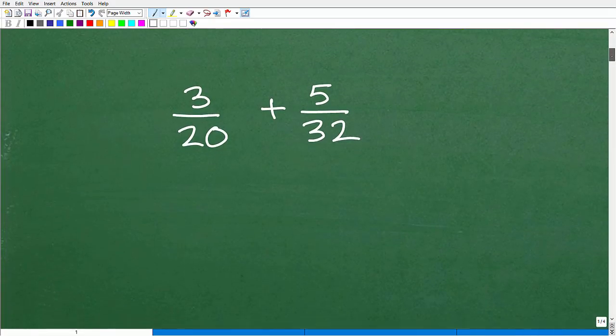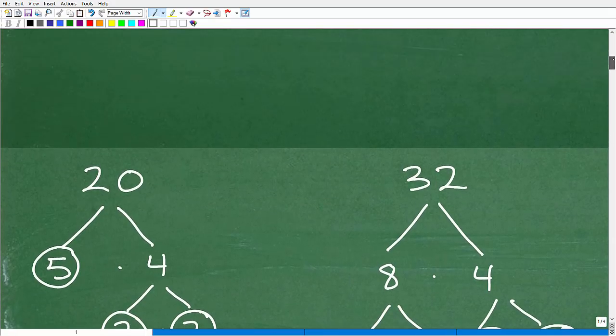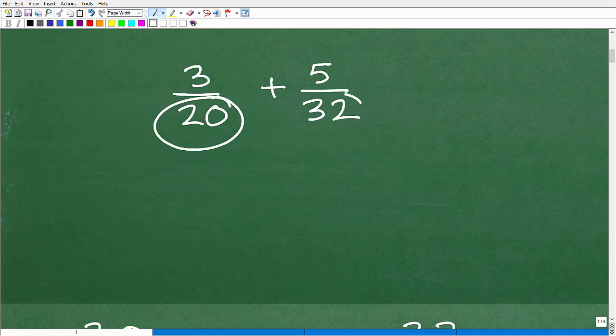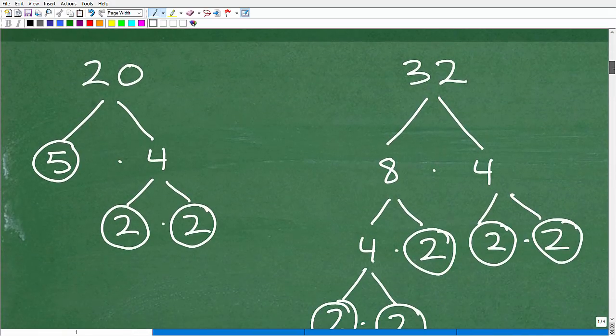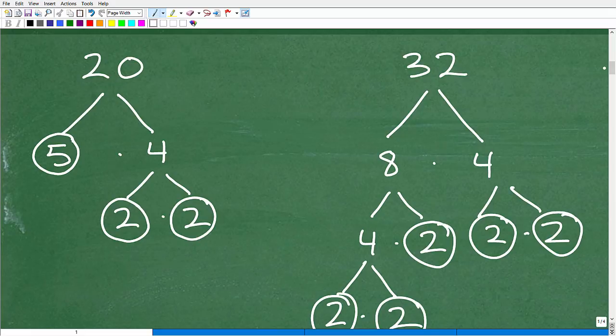All right, so here is our fraction again. We have 3 over 20 plus 5 over 32. Well, what do we need to do? Well, this is what you want to do, okay? We want to take our denominators, 20 and 32, and you want to build what we call a factorization tree, right? Now, here we have 20. This is one denominator. Here we have 32. And we want to factor each of these numbers into their prime factors.